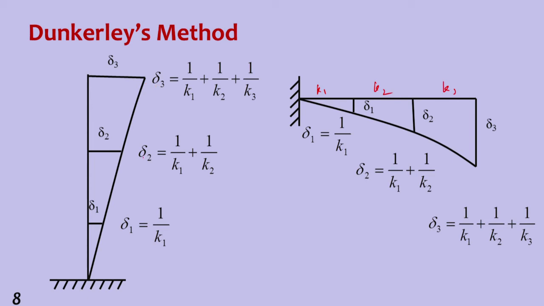And for delta 2, M3 is 0, M1 is 0. So M2 is present. When M3 is 0, the upper one will be eliminated. So the equivalent stiffness of K1 and K2 will be 1 by K1 plus 1 by K2. So we get delta 2, this is the flexibility coefficient. And for finding delta 1, we have M2 0 and M3 0 and we have only M1. Since only M1 and K1 is there, we get 1 by K1 as the flexibility coefficient.